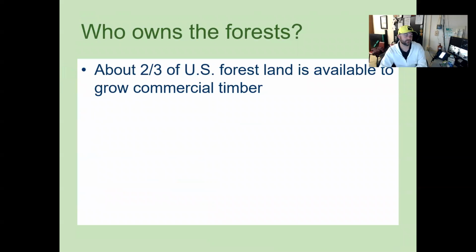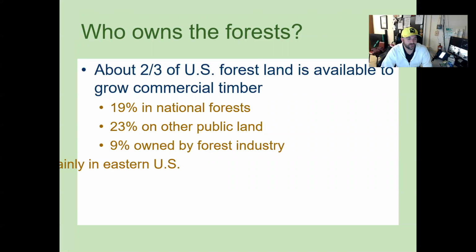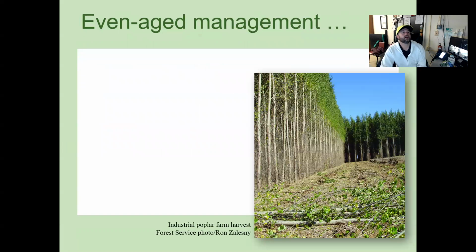So who owns the forest? About two-thirds of U.S. forest land is available to grow commercial timber: 19% in national forest, 23% on public land, 9% owned by the forest industry, and 49% is privately owned, mainly in the eastern United States. So we're kind of in the belly of that here.